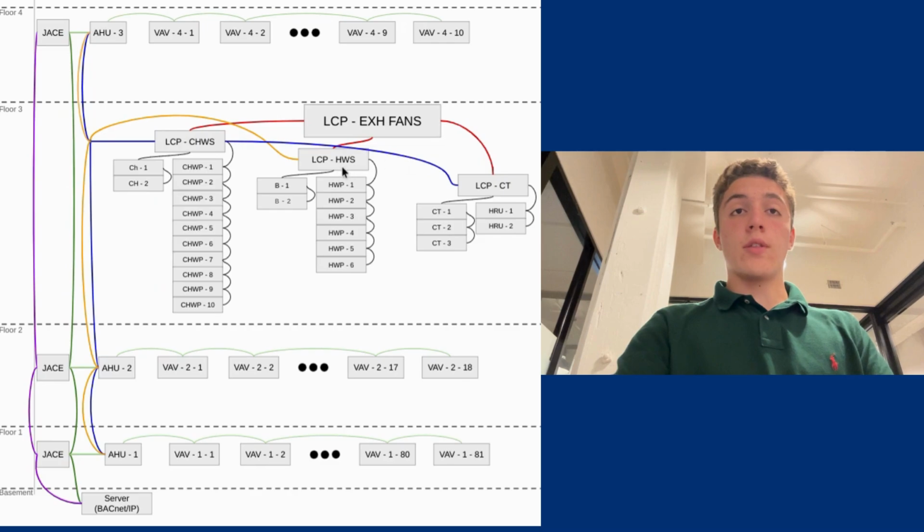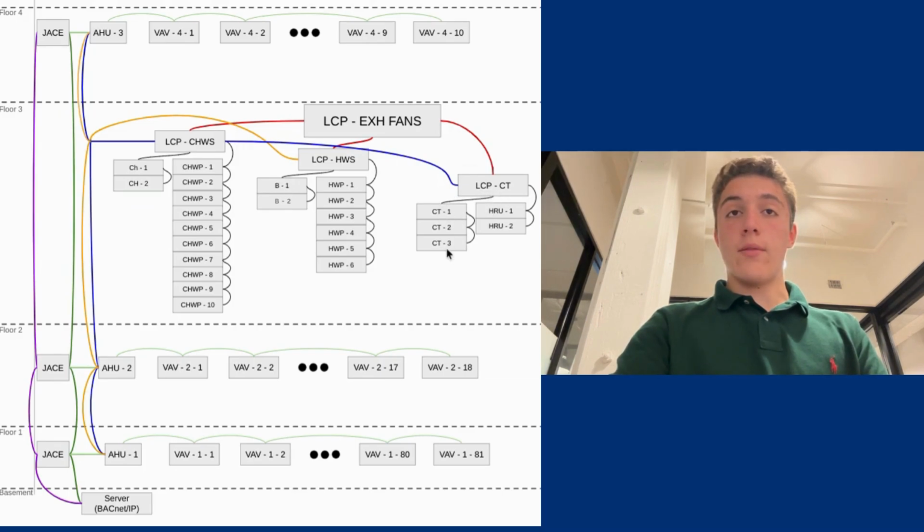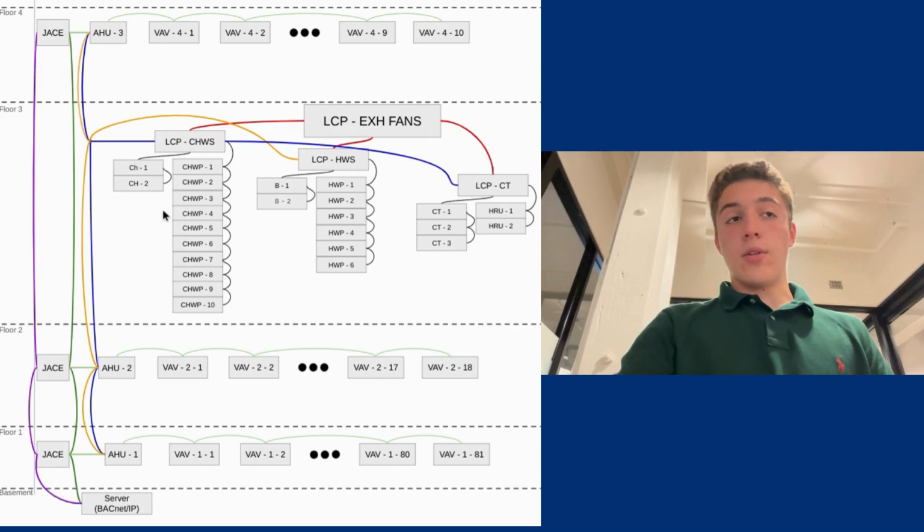Then in the hot water system or the boiler, we have 6. And this right here is the amount of chillers that we're going to have, 2. Also 2 boilers and cooling towers. We're going to have 3 of them. And all of these are linked to the different AHUs in order to provide cold water and hot water to them. And that is basically a riser diagram.